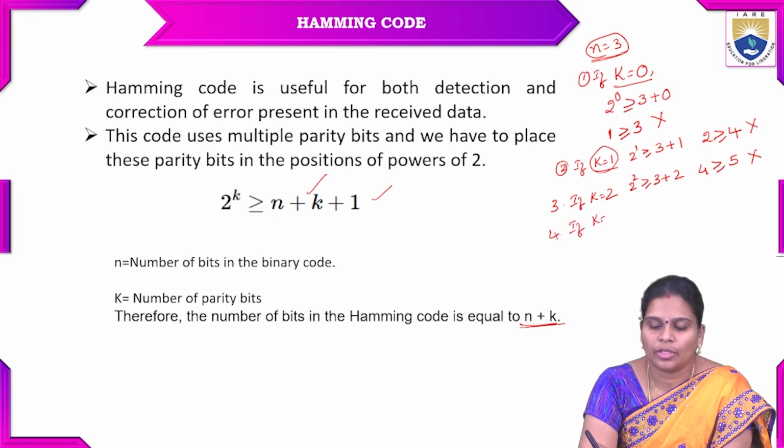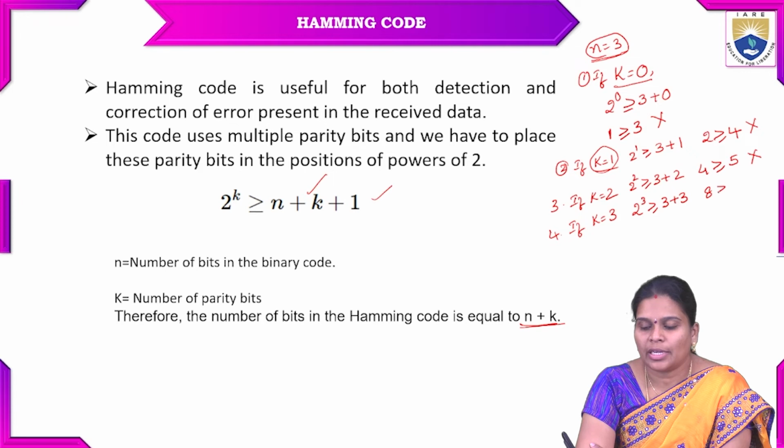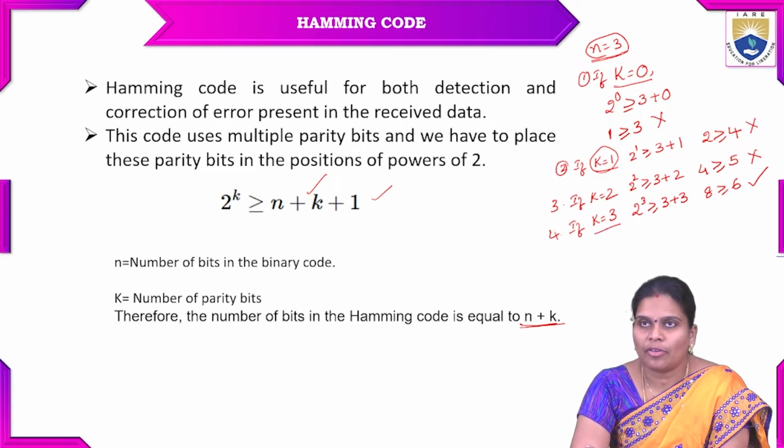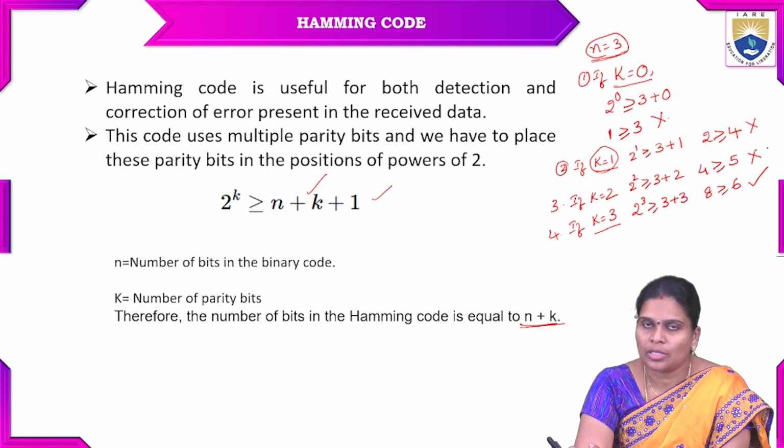If k equals 3, then 2 power 3 is greater than or equal to 3 plus 3. So 2 power 3 is 8, which is greater than or equal to 6. Does this satisfy the condition? Yes. So the k value is 3. If k is 0, it does not satisfy the condition. k equal to 1, not satisfied. k equal to 2, also not satisfied. Whenever we take k equal to 3, 8 is greater than or equal to 6.